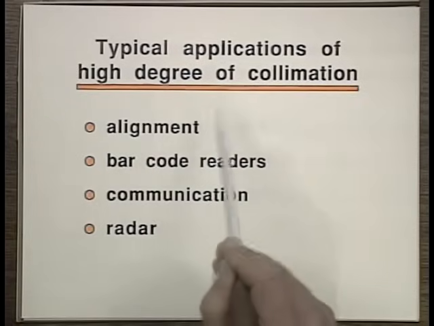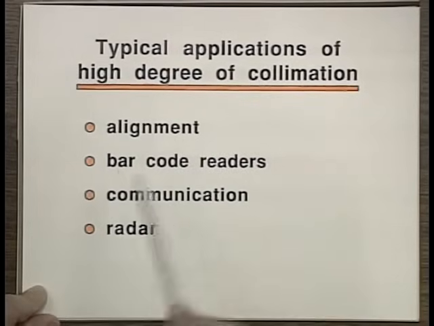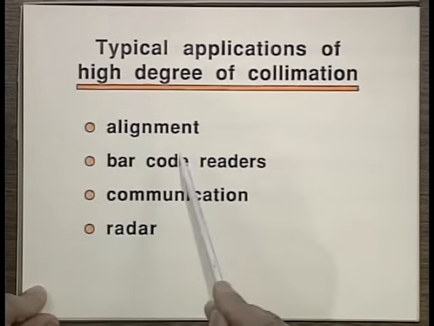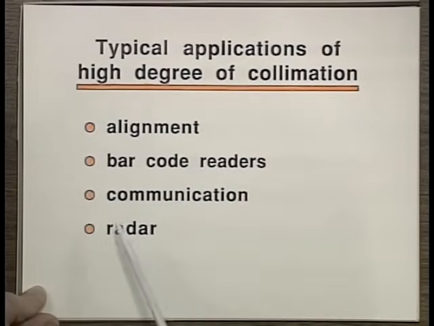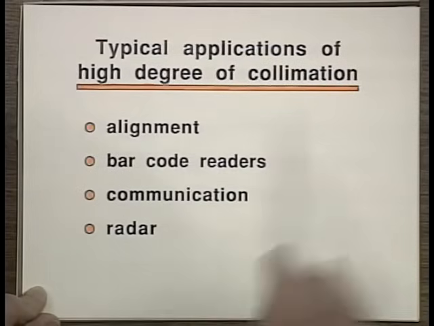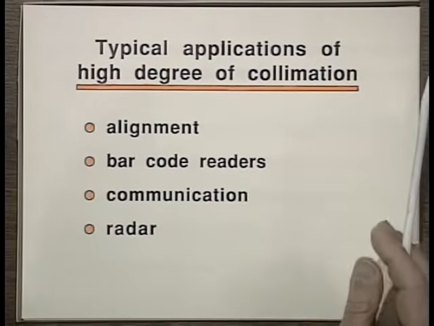Now, the applications of this property. Let's start with the collimation part. The high degree of collimation can be used, of course, for alignment. You can go to large distances without the beam expanding too much. Certainly you see these barcode readers with the lights flashing. If there was too much divergence, you wouldn't be able to scan the bars because the spacing between them is very small. And certainly if you want to do long distance communication, especially in space, radar, and what have you, a high degree of collimation is very, very important.